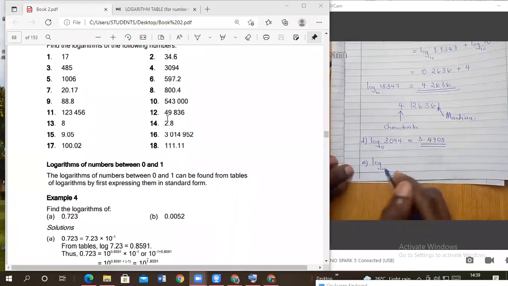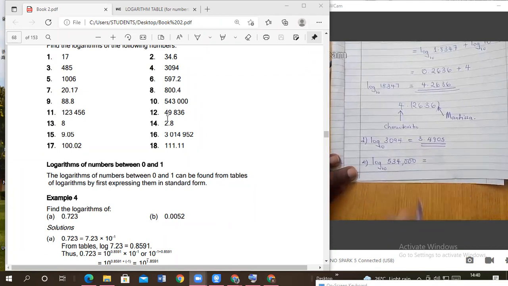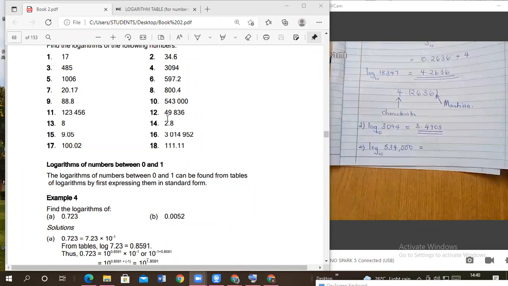Log to base 10 of. Let me say which one is this. Peter, I have not understood that first one. Get for me the answer for that. What's the answer? Just tell me the answer.